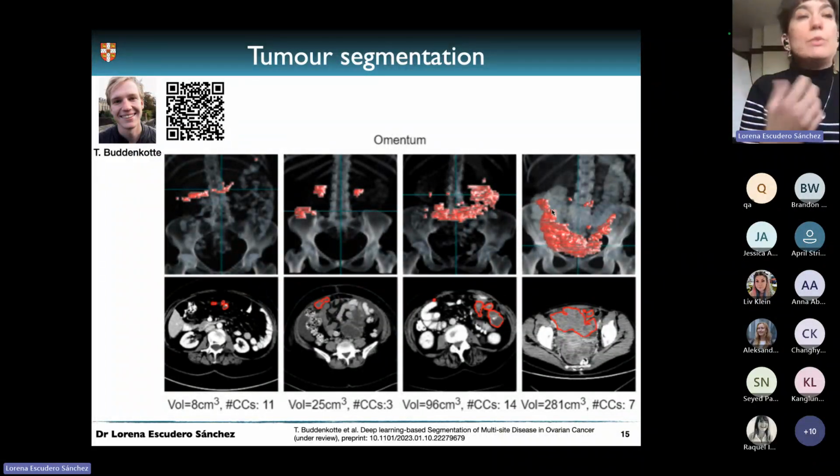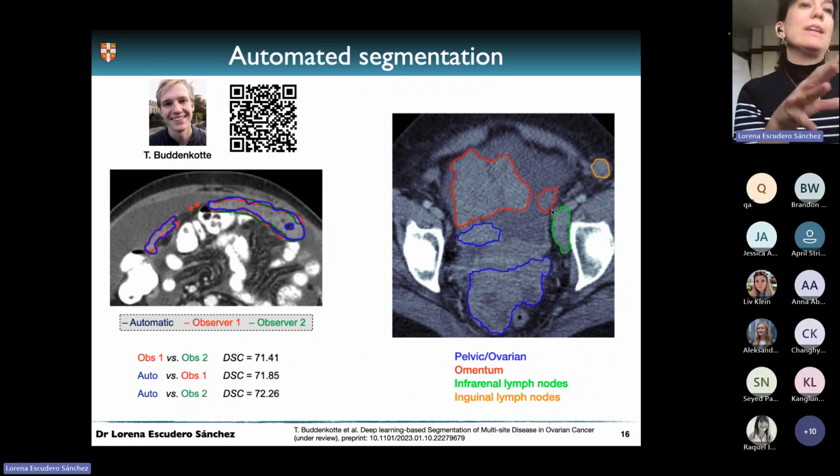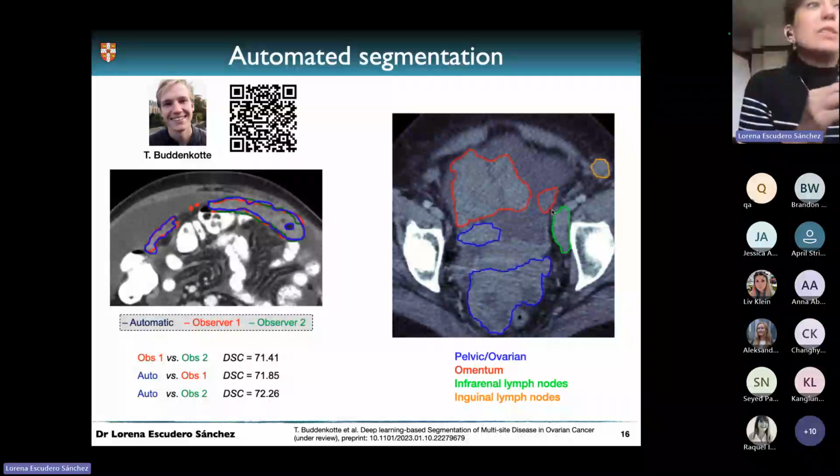So it's not something that can be manually segmented for every patient. That's why we want to have an automated way of finding these tumors. Thomas did this work with multi-class classification, finding everything that was a tumor and then classifying it as pelvic ovarian disease, omentum, or lymph nodes. There are many different sites in which this disease can appear. We have even had some cases in which it can metastasize to the lungs.